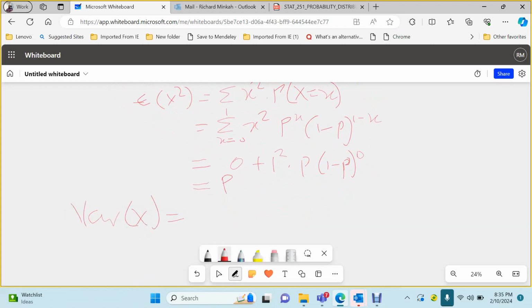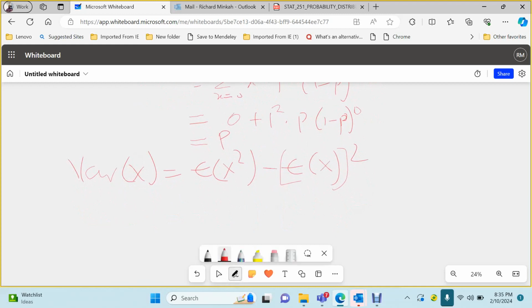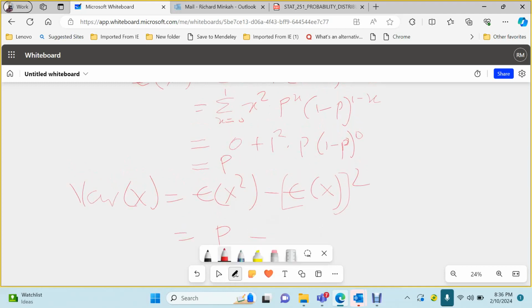So what is our variance? Variance of X is equal to the expected value of X squared minus the expected value of X all squared. This then will be equal to P minus P squared.